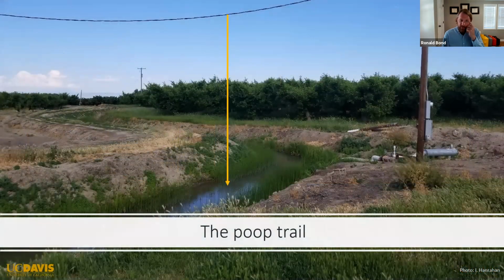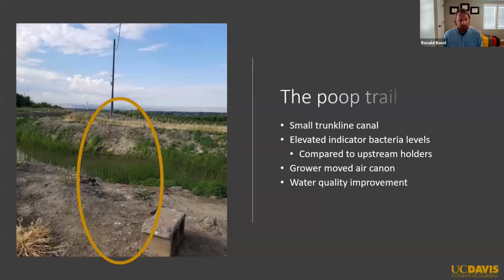This was a small lateral canal off a main canal. I was sampling downstream of this site, and I couldn't figure out why the indicator levels were elevated, because it was generally pretty clean, even in this earthen canal. But I walked up at one point.